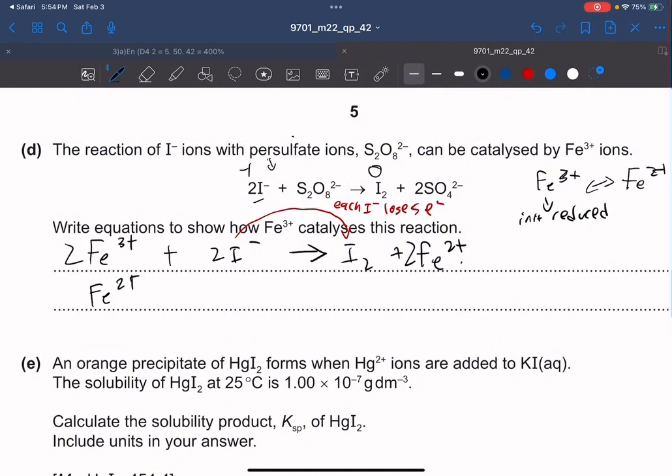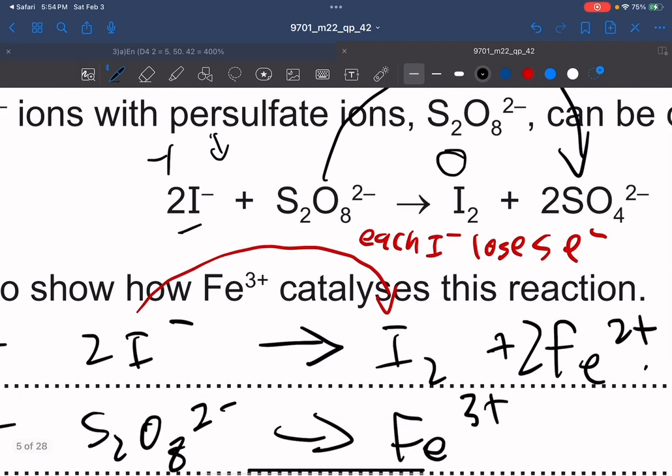If Fe2+ is on the left side and it's going to be Fe3+ on the other side, it means this time around iron is actually being oxidized. So it means we need to find what's being reduced. What's being reduced here is this ion, S2O8 2-. So we're going to write that down. What's actually being reduced here is the sulfur.